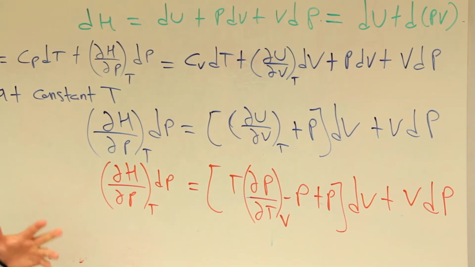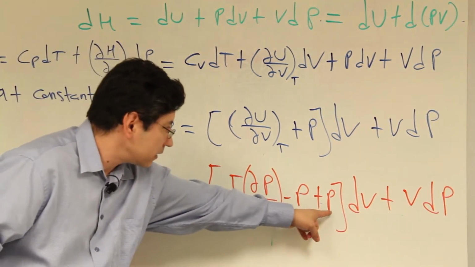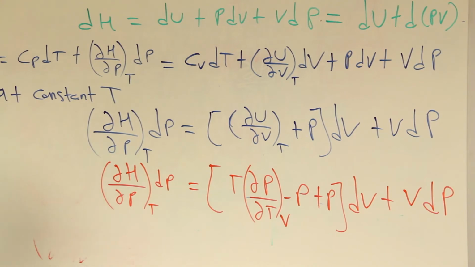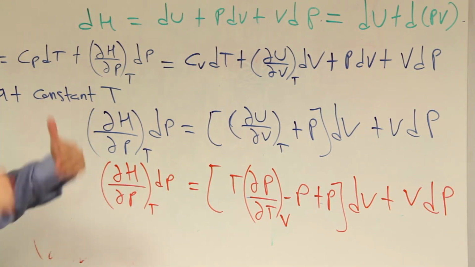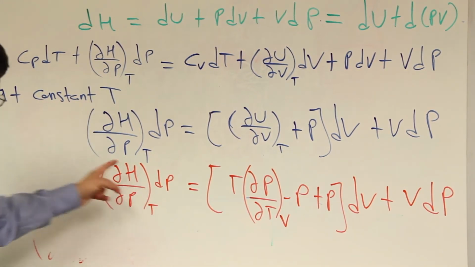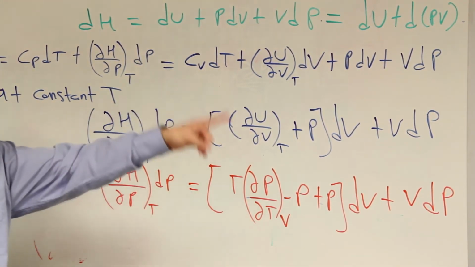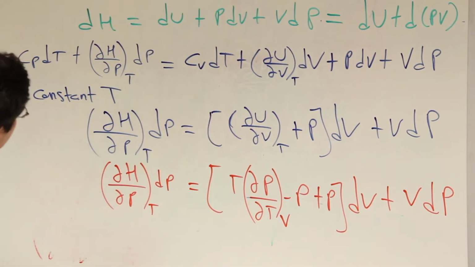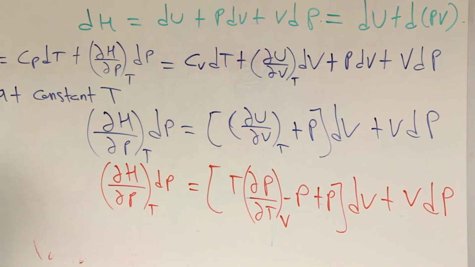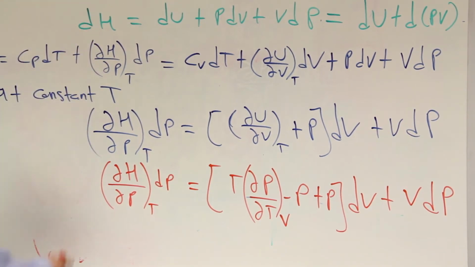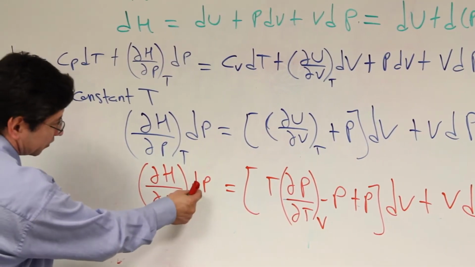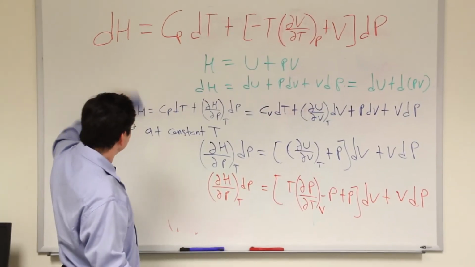Well, one thing that's striking is that this P will cancel with this P. So that's no longer going to be there. Also, we are close to getting to the (∂H/∂P) equal to something. So we just need to solve for it by moving the dP to the other side of the equation. So let me do that. Okay. Remember, this is the goal, (∂H/∂P) at constant temperature. So just move dP to the other side. So we'll do that in the next few minutes.